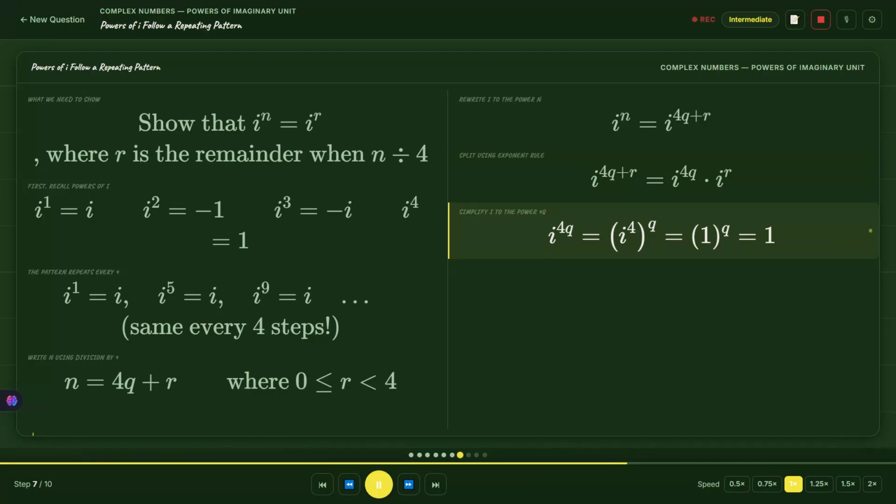Now let's make i to the power 4q simpler. We can write it as i to the power 4, all raised to q. But we know i to the power 4 is just 1. And 1 raised to any power is always 1.